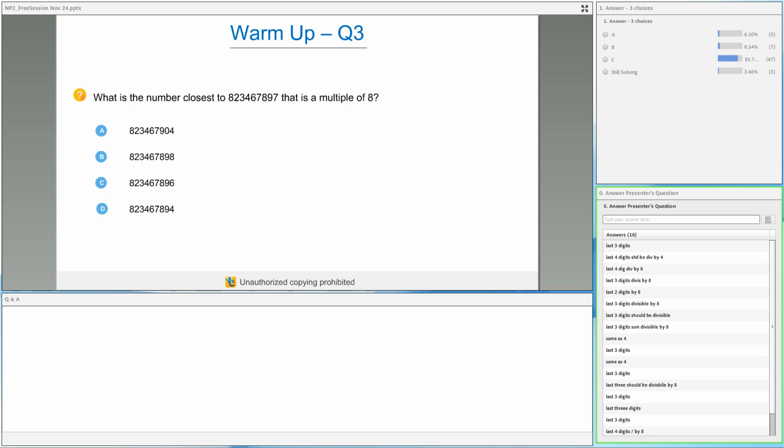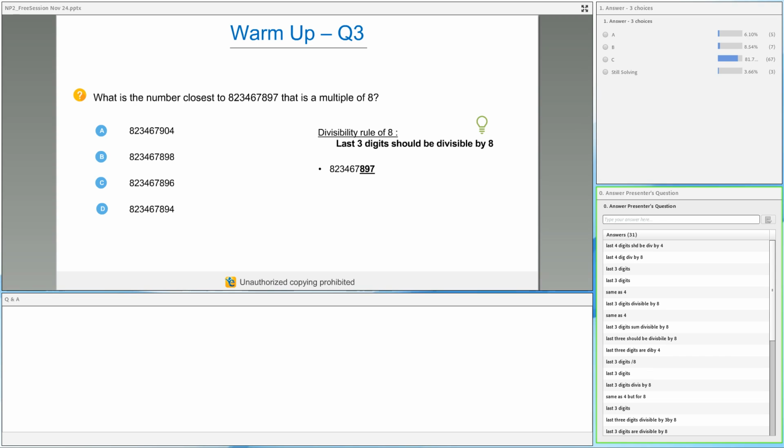Okay, it's not the same as 4. If you want to find out if a number is divisible by 8 or not, then what you need to do is check whether the last 3 digits are divisible by 8. So in this case, I'm just going to take the last 3 digits, which are 8, 9, and 7, and divide this by 8. On doing so, I get the remainder as 1.